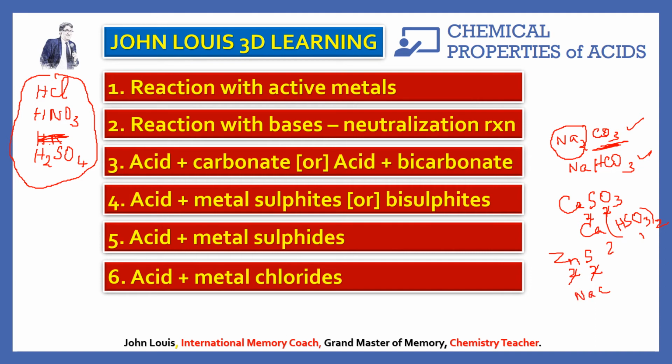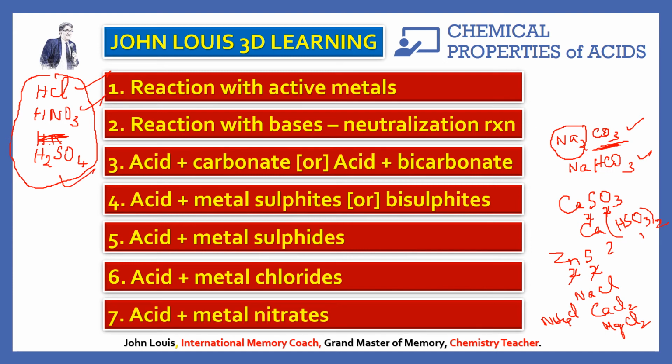Okay, then sixth one, acid plus metal chloride. So what is metal chloride? Any metal can react with chlorine, forms metal chloride. Sodium chloride, calcium chloride, magnesium chloride, anything, ammonium chloride. All these things, how acids will react with these chloride salts. So what are the acids we will be taking? These 3 mineral acids only. Hydrochloric acid, nitric acid and sulfuric acid. How they react with chloride salts.